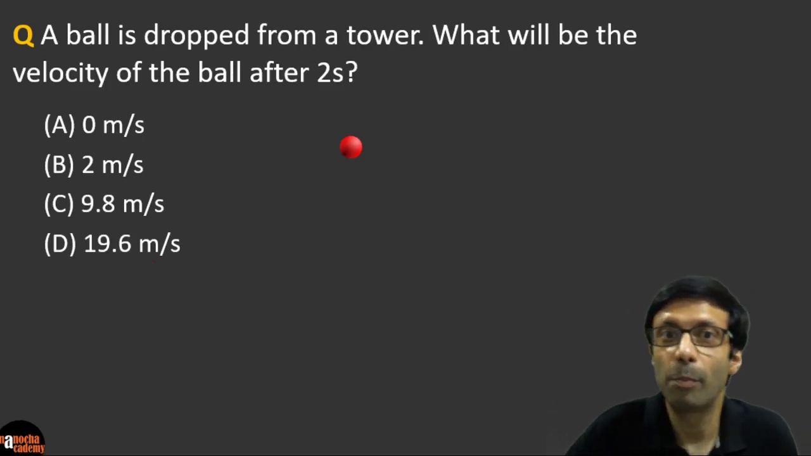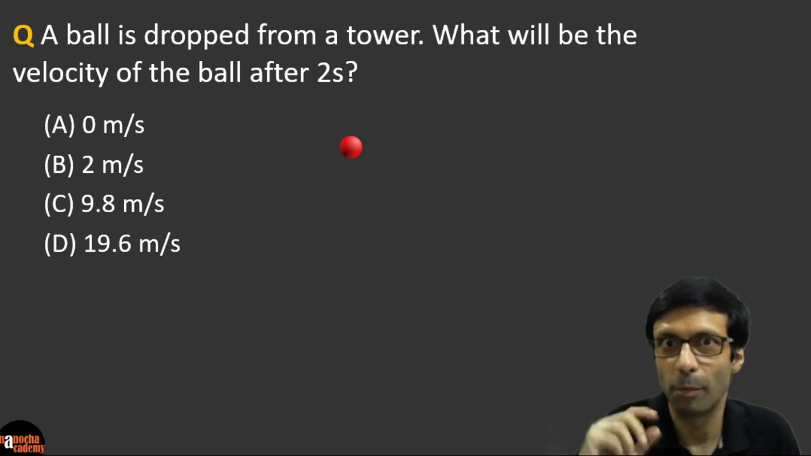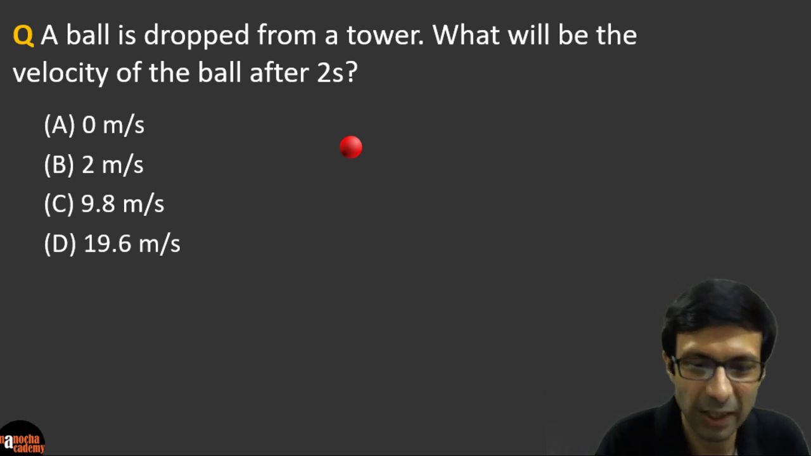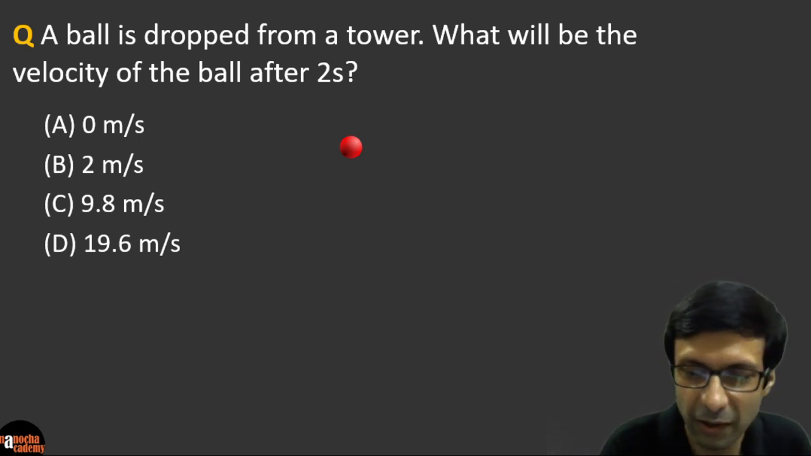Let's say you drop a ball from a tower. So a ball is dropped from a tower. What will be the velocity of the ball after 2 seconds? Let's say this is the ball here, and it's dropped from a tower.